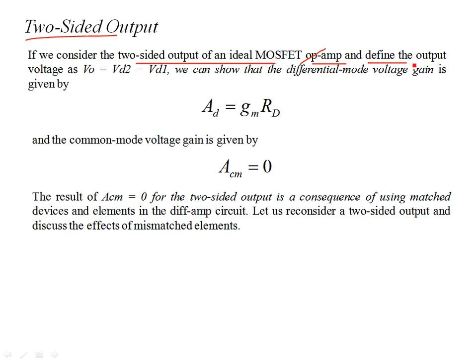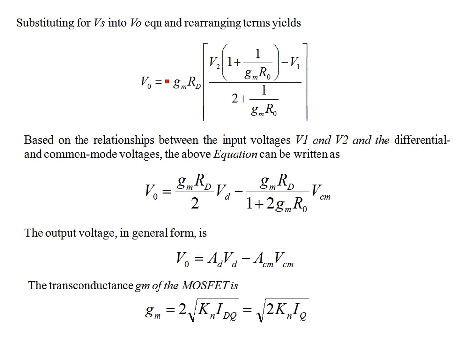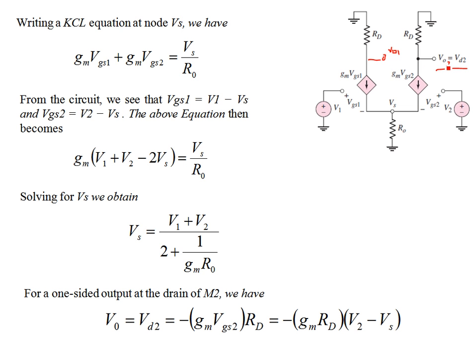If we consider the two-sided output of an ideal MOSFET op-amp, it's not op-amp, it's MOSFET amplifier, we define the output V0 as VD2 minus VD1. So now I have VD2 minus VD1, this is the difference of these two drain voltages. So my two-sided output is taking the difference of the drain voltages of two MOSFETs M1 and M2.